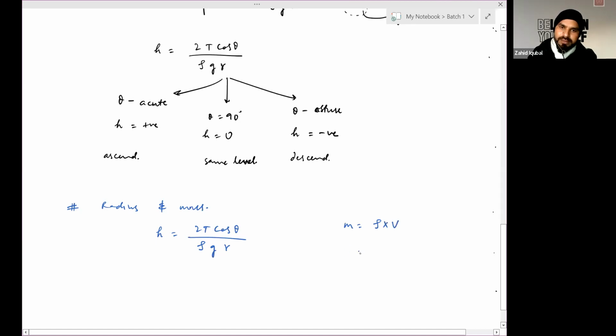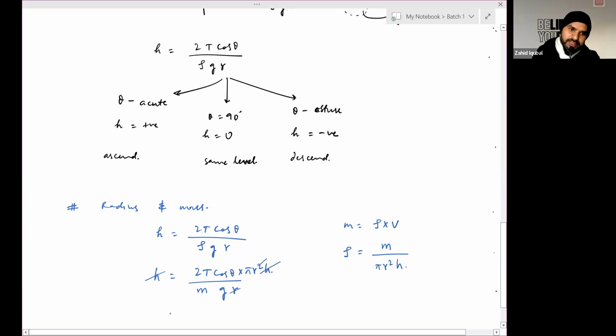So we may write density equals mass divided by volume. And for the cylindrical part, volume will be pi r square h. If you put this in this expression, you will get 2T cos theta divided by m equals pi r square h divided by g into r, equals h. So this h and this h will cancel out. This r and this r will cancel out.